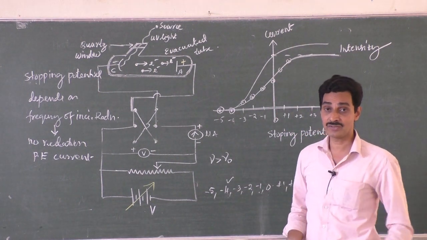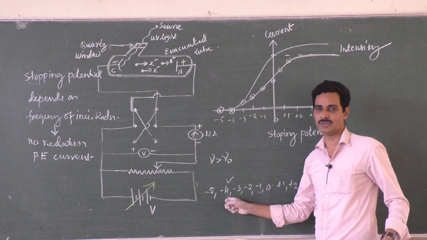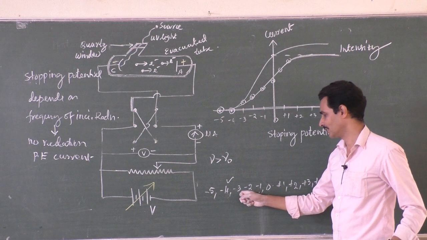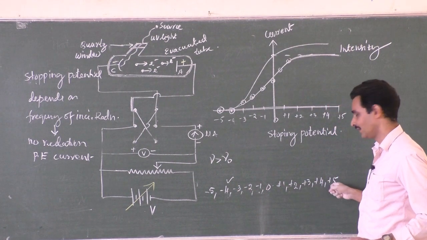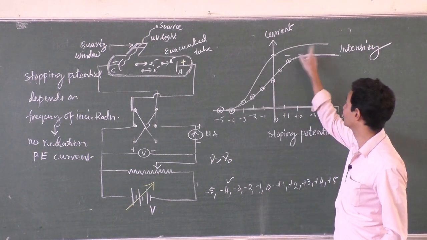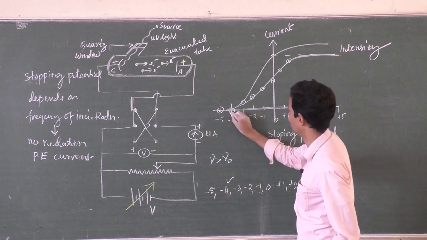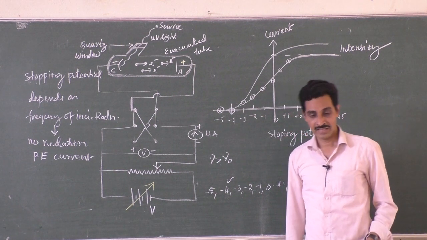Suppose 200 electrons were emitted and all the 200 electrons were stopped by minus 4 volt. And it is stopped by minus 3, but not as much as minus 4. And when we come to plus, 200 electrons will reach it here. Current will be more than the previous case, so it will land up here, but the stopping potential is the same, minus 4 volt. Now you have understood?